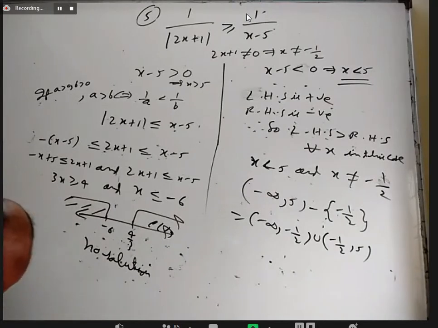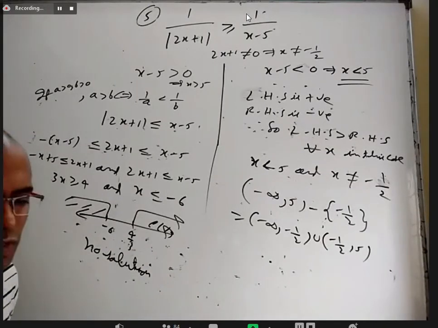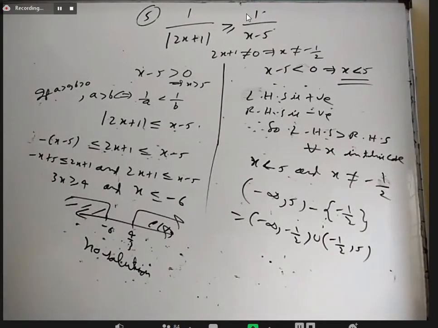The other one I said I'll explain by graph, I forgot to explain. So both the fourth and fifth questions in this section we have to do very carefully.